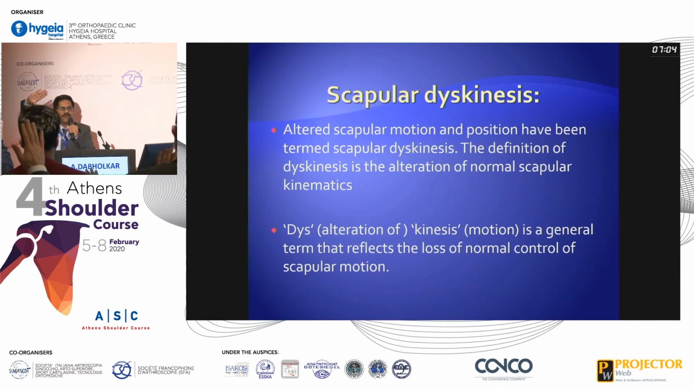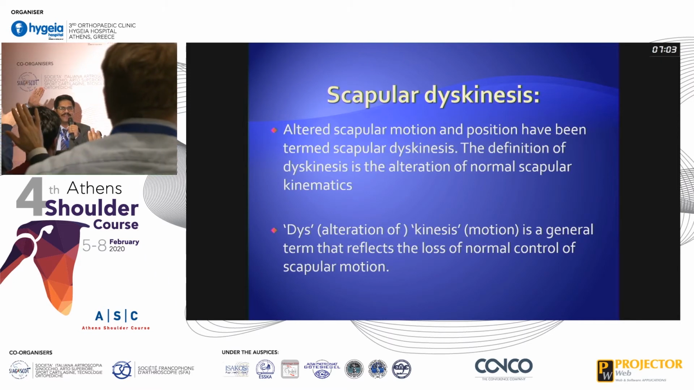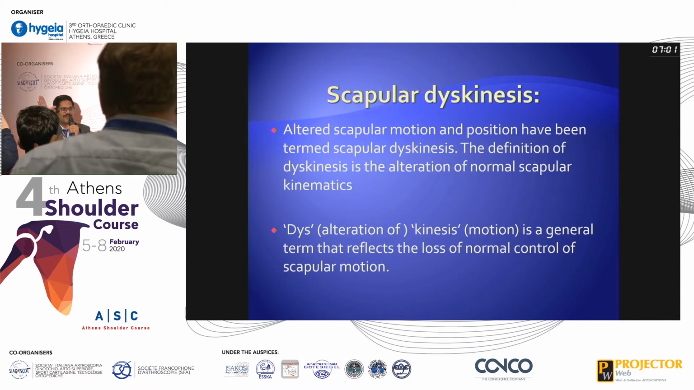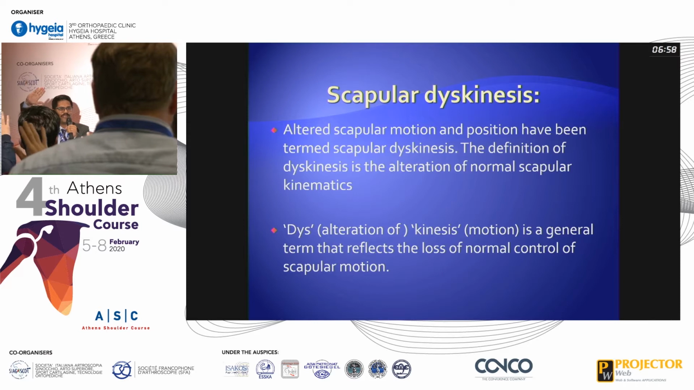This is upward rotation of the scapula. This is downward rotation of the scapula. This is upward rotation of the scapula. This is downward rotation of the scapula. This is internal rotation of the scapula. This is external rotation of the scapula. This is anterior tilt of the scapula. This is posterior tilt of the scapula.